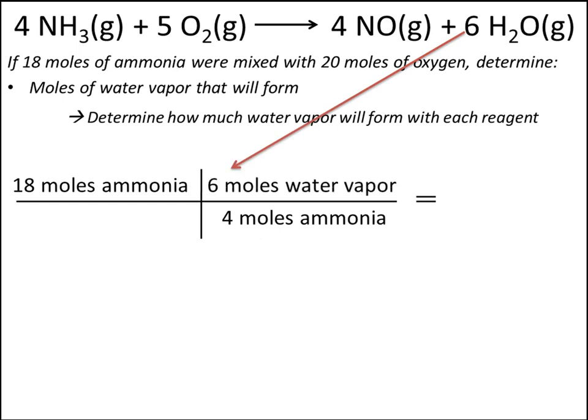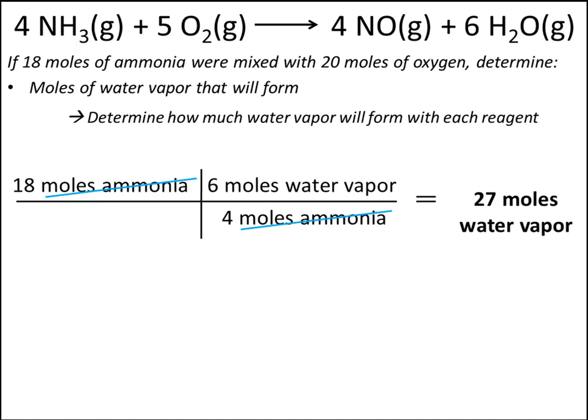Put moles ammonia on bottom to cross-cancel the units. The units we are left with, moles of water vapor, are the units of our desired answer. Plugging this into our calculator, we get 27 moles of water vapor. Pause the tutorial to calculate the moles of water vapor that can be formed from 20 moles of oxygen.